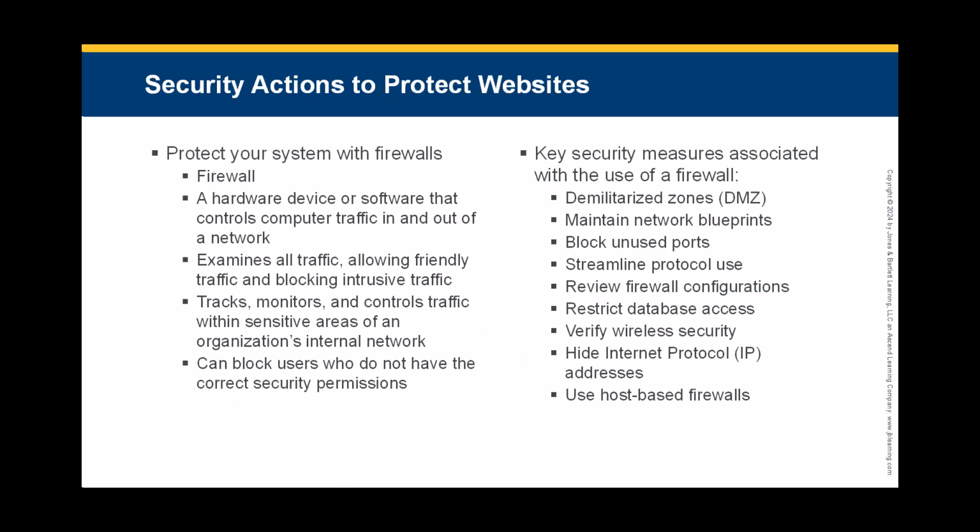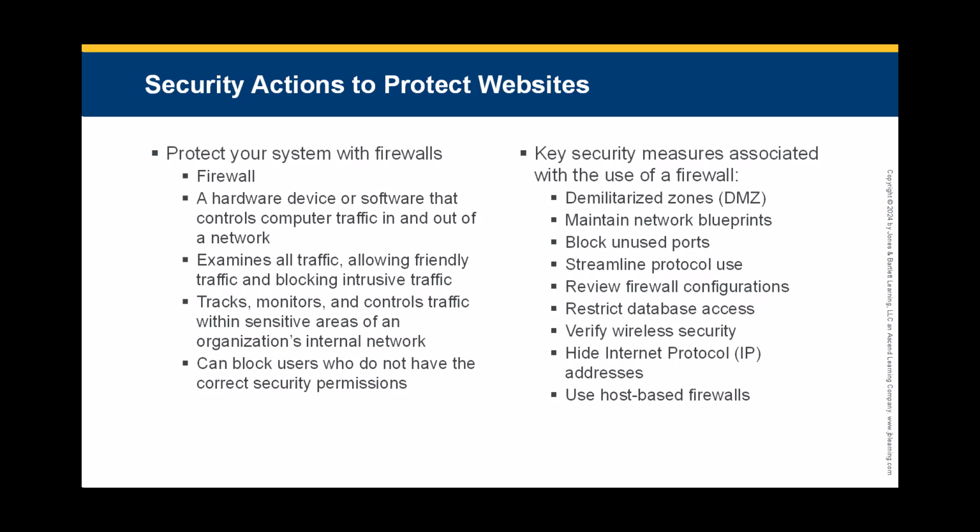We're focusing on practical security actions that organizations can take to protect websites, starting with one of the most fundamental security controls, firewalls. A firewall can be either a hardware device or a software system that controls traffic flowing into and out of a network. Its primary purpose is to act as a gatekeeper, deciding which traffic is allowed and which traffic is blocked. For websites, firewalls are often the first line of defense against unauthorized access and malicious activity.